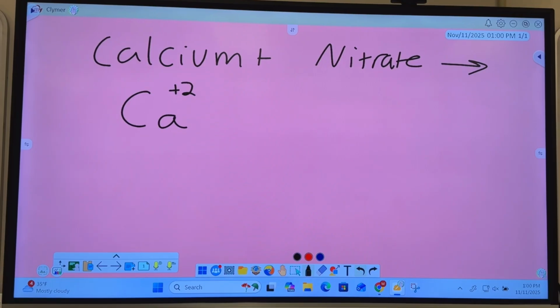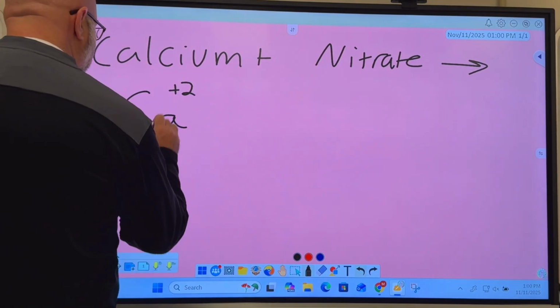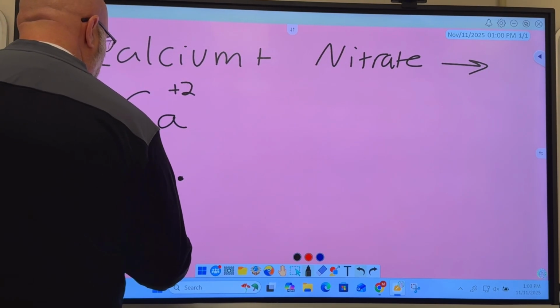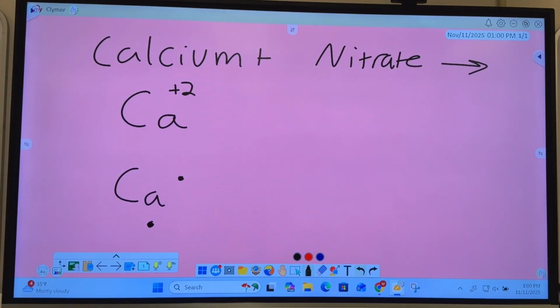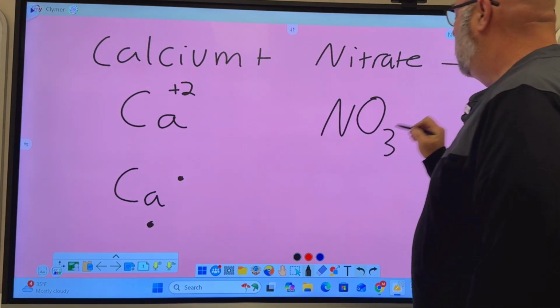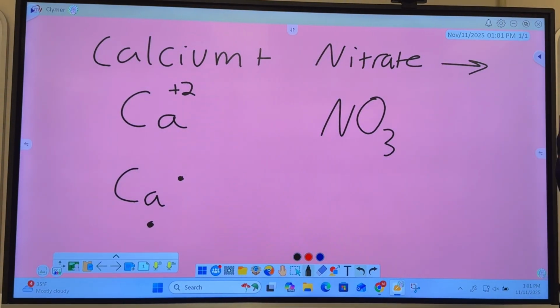What's the dot notation going to look like then for this? 2 dots. If it's a +2, what is it trying to do? Get rid of 2 electrons. Well, nitrate, we don't really have to think about this because we literally just did it, right? So what is the ion notation going to look like for this? Plus what?